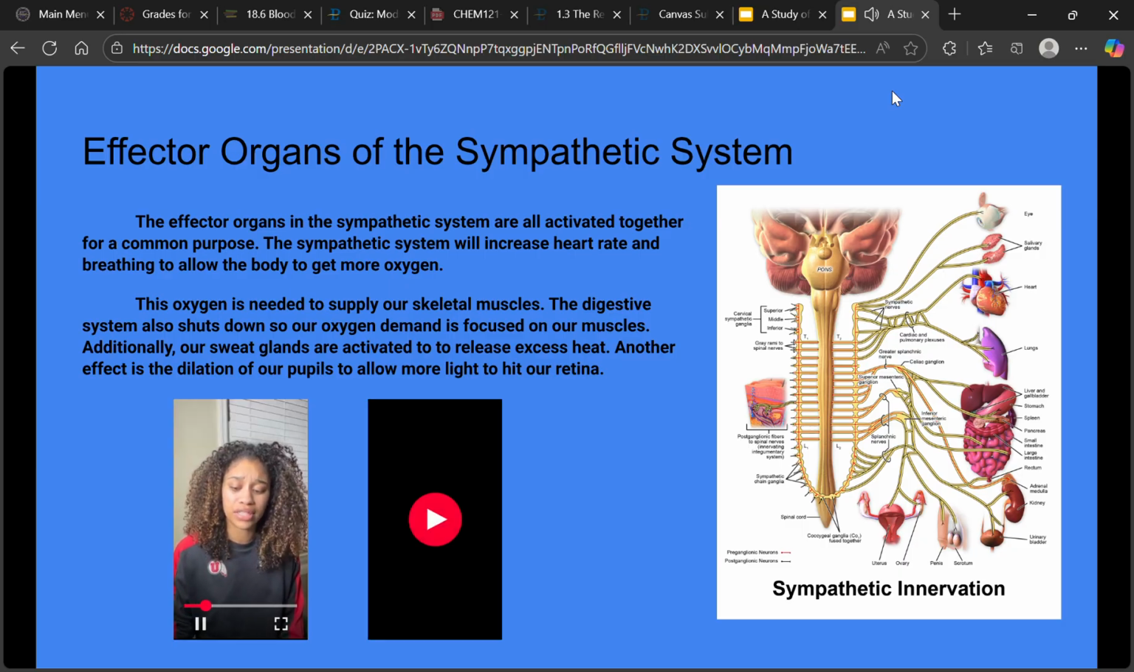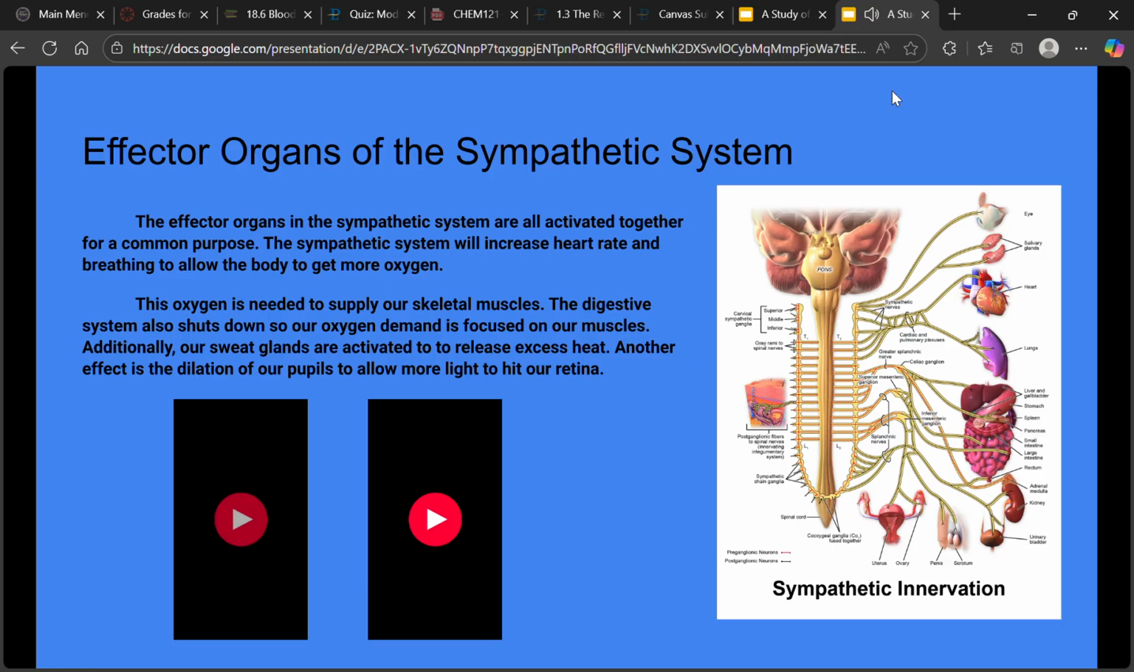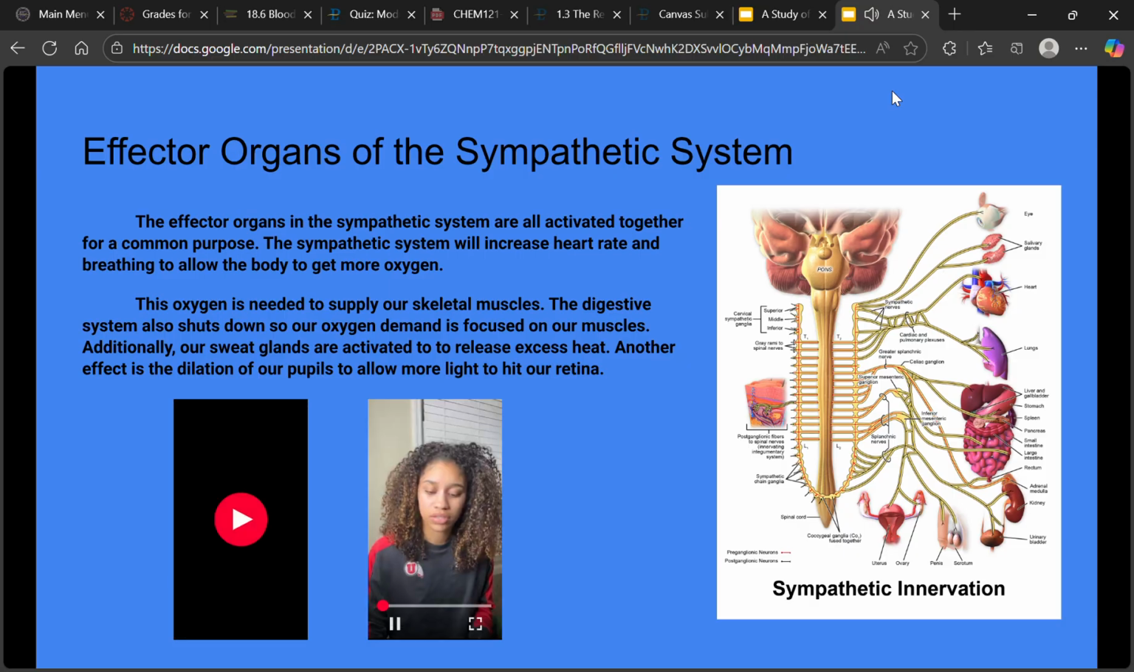The effector organs in the sympathetic system are all activated together. The sympathetic system will increase our heart rate and breathing so more oxygen can get to our skeletal muscles. The digestive system also shuts down so our oxygen demand is focused on our muscles. Additionally, our sweat glands are activated to release excess heat. Another effect is the dilation of our pupils to allow more light to hit our retina.